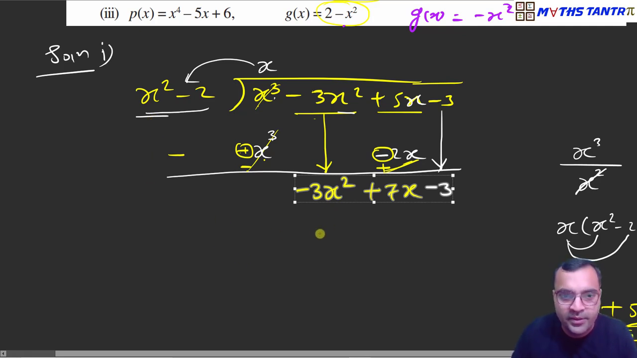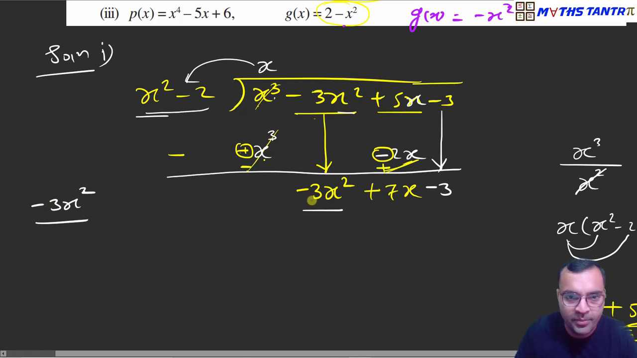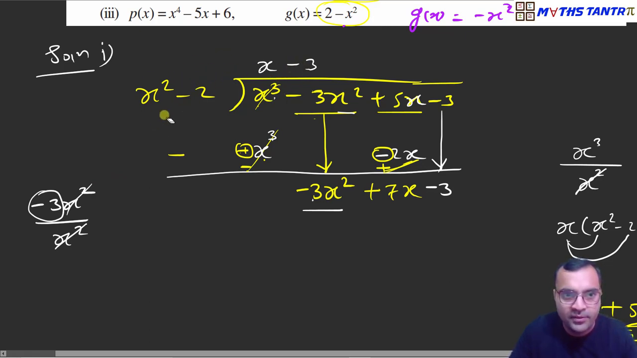Now how to divide? Take the first one. Let me write here minus 3x, first term of your dividend, divided by the first term of your divisor. That will be always x square. x square will get cancelled. What will you get? Minus 3. So just write minus 3. Now multiply your divisor by minus 3.